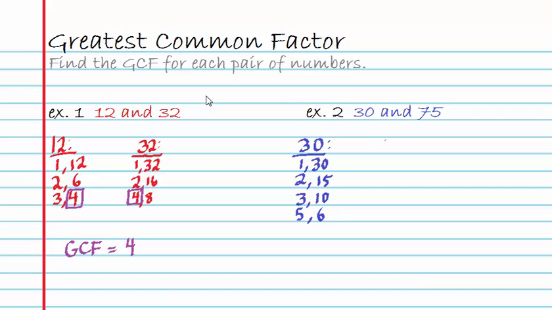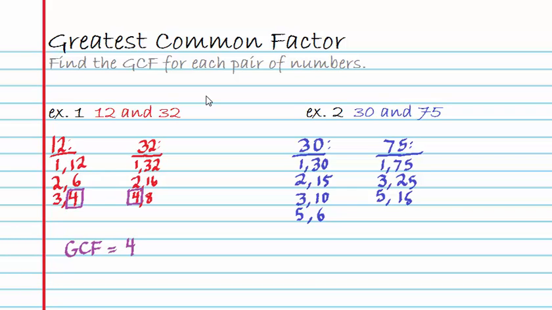So now I need to test 75, so my factors of 75. So when I look at my factors of 75, of course, we have 1 and 75. 75 is an odd number, so 2 does not work. 3 goes into 75. 3 times 25 is 75, so that's one of my factors. 4 does not work. 5 works. 5 goes into 75 15 times.